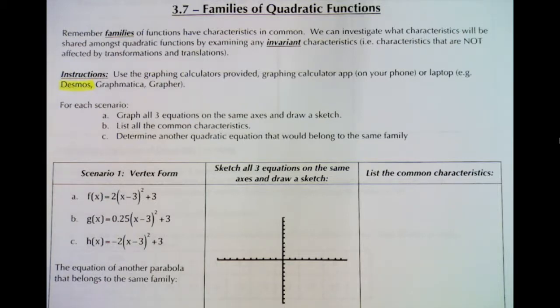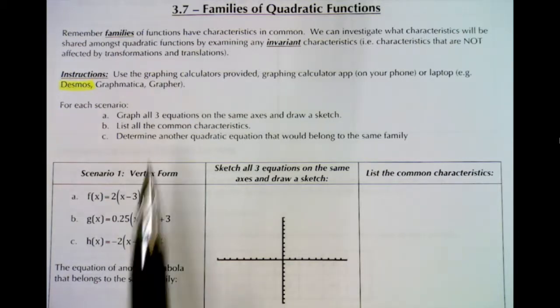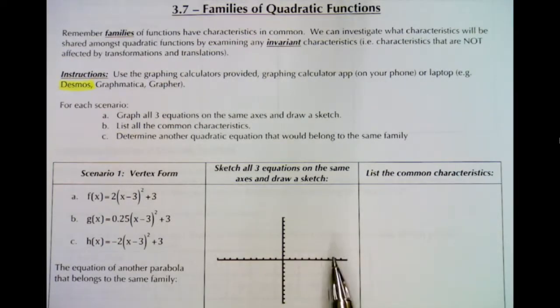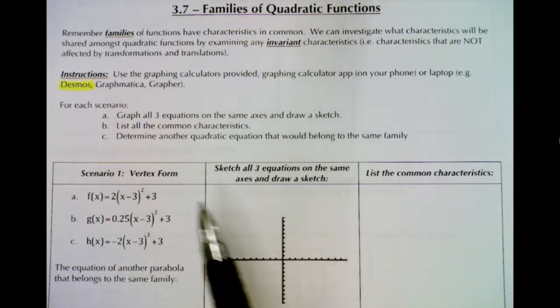So throughout the scenario, what I'm going to ask you to do is graph all 3 equations on the same axis and then draw a sketch. So just draw what it looks like. It doesn't have to be a perfect graph, just a sketch. So similar shape, and any important points that are clear you can label as well. List anything that they have in common, and then try to come up with another quadratic equation that would belong to the same family, so have that same common characteristic.